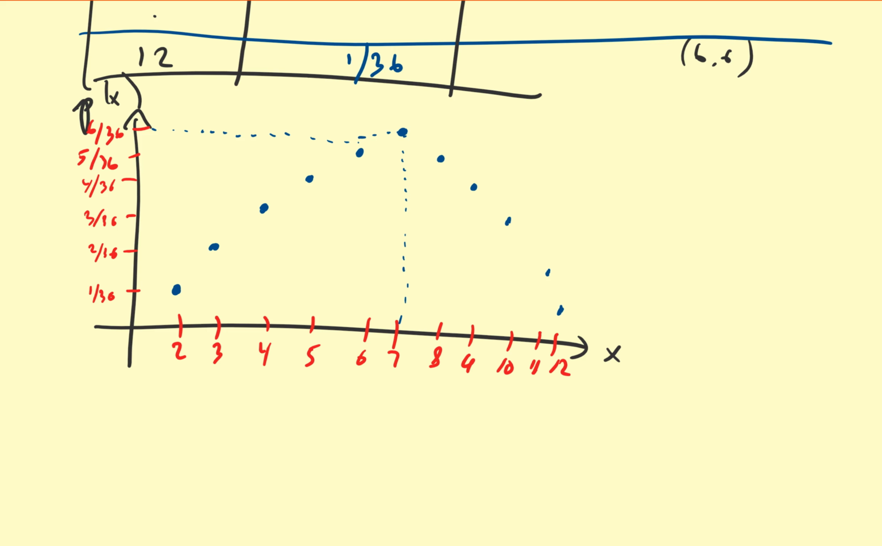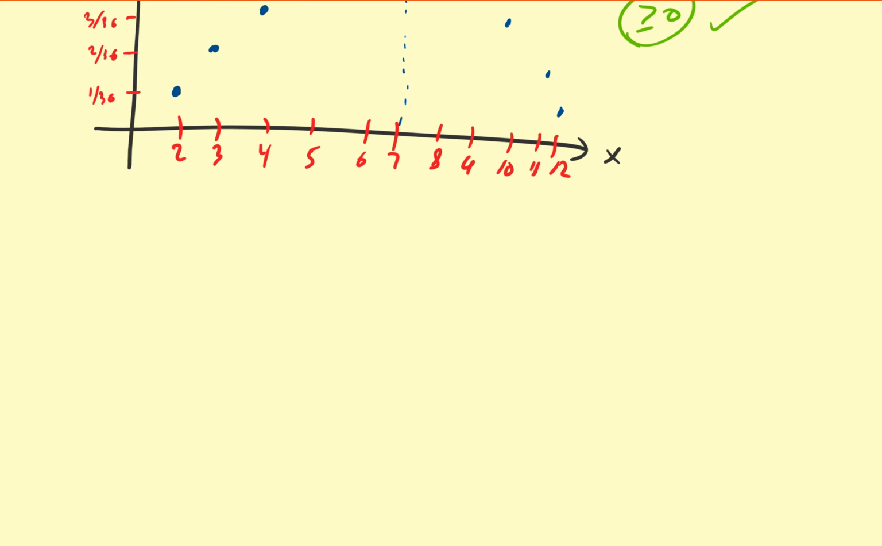So of course, is this a probability mass function? If so, then those two properties will be satisfied, right? So notice that all these values are above the x-axis, so that property is no big deal. What about the sum of the probabilities?